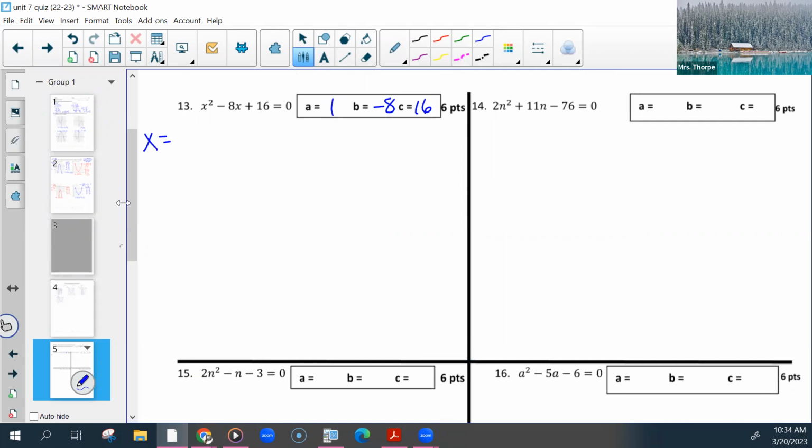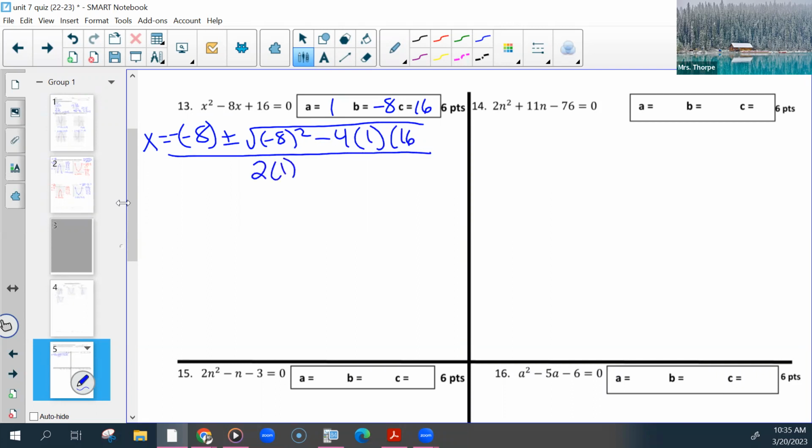So x equals -8, -8, sorry. Some of you made that positive right away, that was fine. Plus or minus the square root of -8 squared minus 4 times 1 times 16 all over 2 times a. Make sure you're using parentheses, especially inside. Some of you made this positive 64 right away, and that was okay. You can skip those steps. And then keep simplifying.